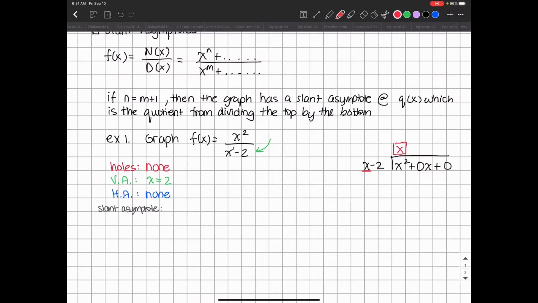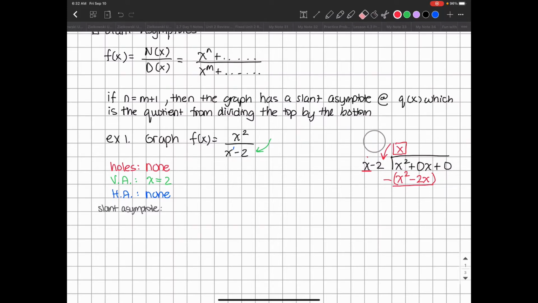Then after I put that x up here, I'm going to do what I would do if this was a number. I'm going to multiply my x minus 2 by that, and then subtract it from this polynomial that I have. So I multiply x times x to get x squared. I multiply x times negative 2 to get minus 2x. I am taking this expression and I'm subtracting it, taking it away from the polynomial that I have to see what I have left over to take care of.